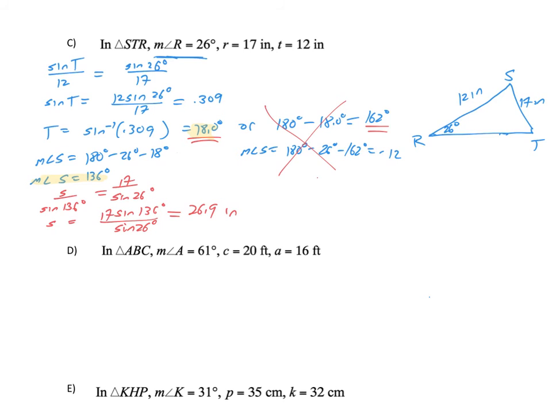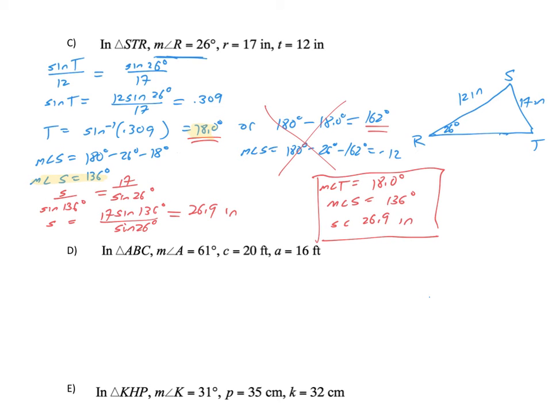So to summarize, we have one triangle, we solved it, and we found that the measure of angle T is 18.0 degrees, the measure of angle S is 136 degrees, and side length S is 26.9 inches.